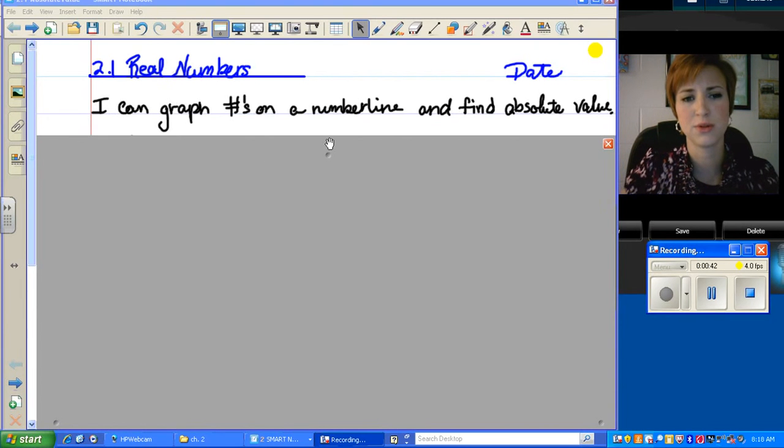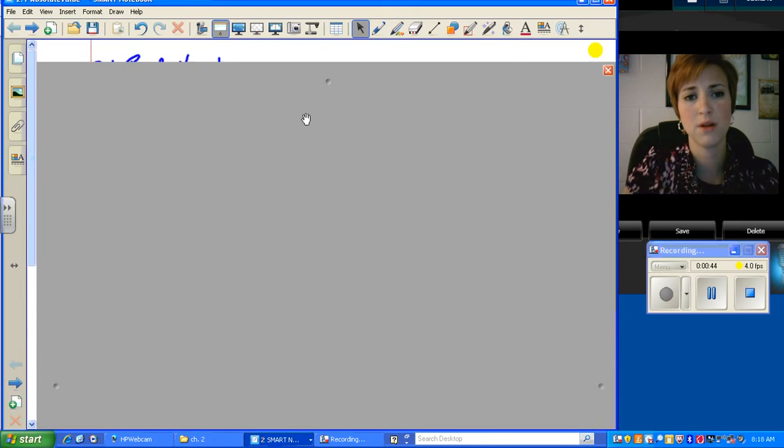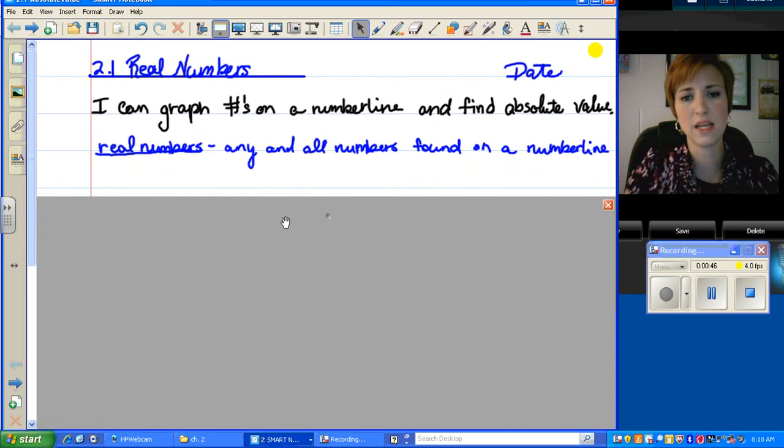The very first one is real numbers. Real numbers are any and all numbers found on a number line. That's all the numbers in between the gaps and in between your notches. That's everything you could possibly graph on a number line is a real number.